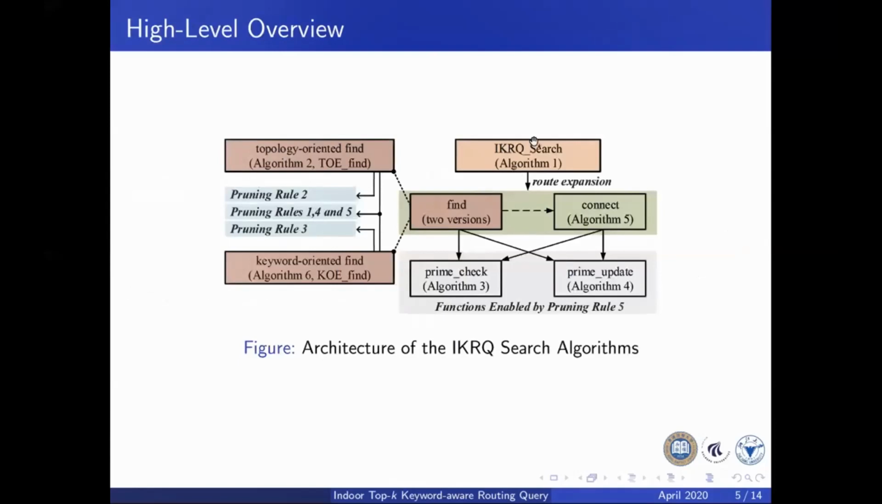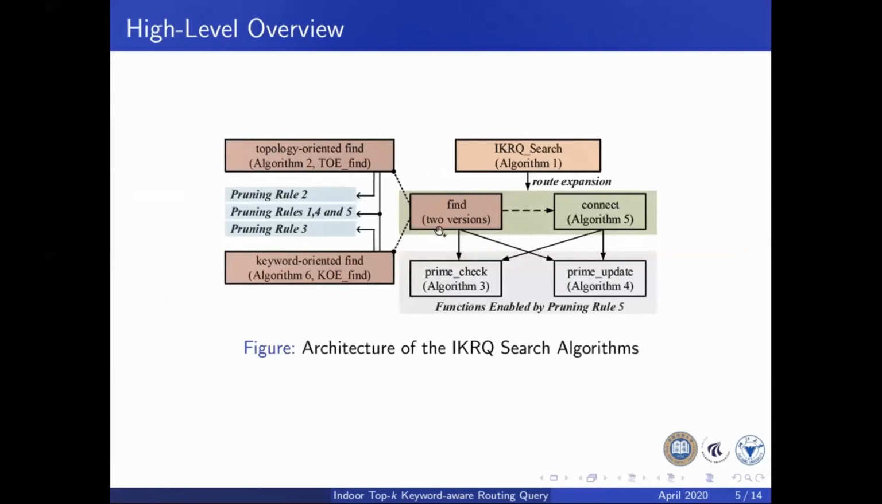Prime check and prime update are functions for expansion, and we also have 5 pruning rules to increase the efficiency of the algorithm. Eventually, the top K result will be returned when the queue becomes empty.